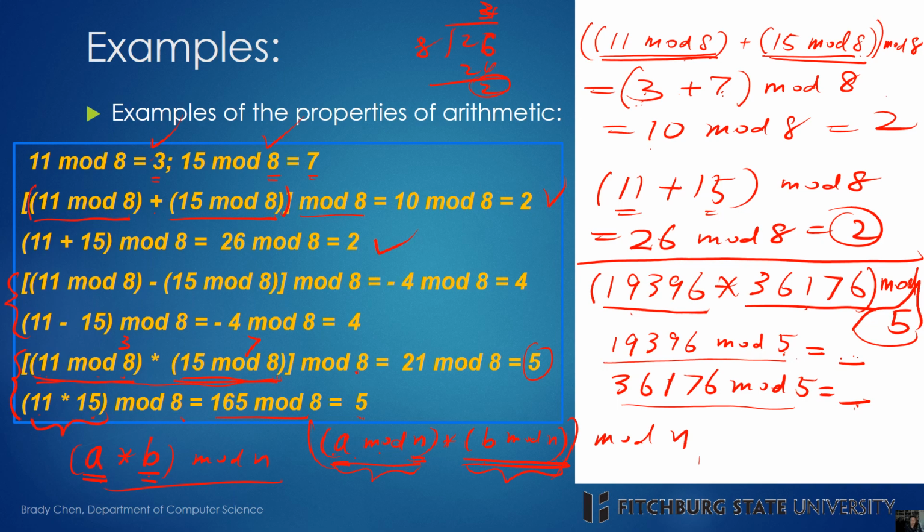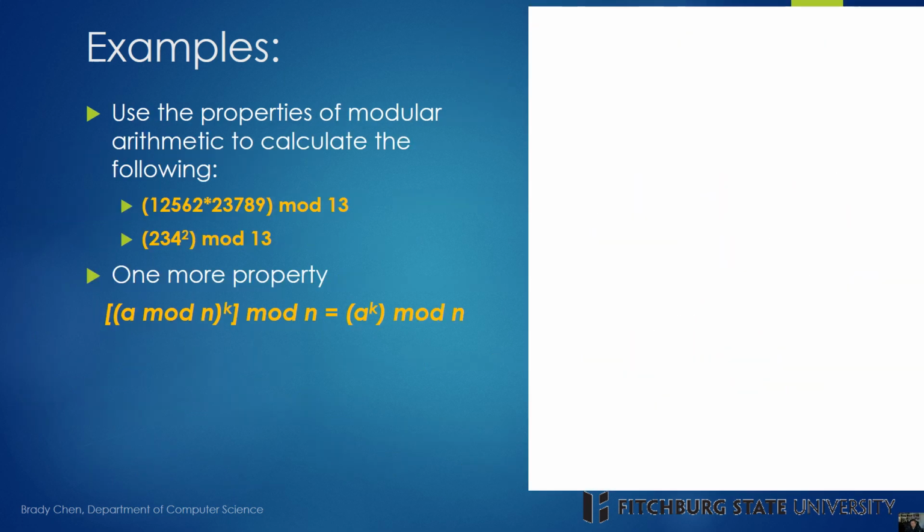Think about this, okay? Once we get these two numbers, we multiply them and then do the mod. This is going to save a lot of calculations for us. Okay, let's check some more examples, and we try to illustrate why these properties are so important and very significant.